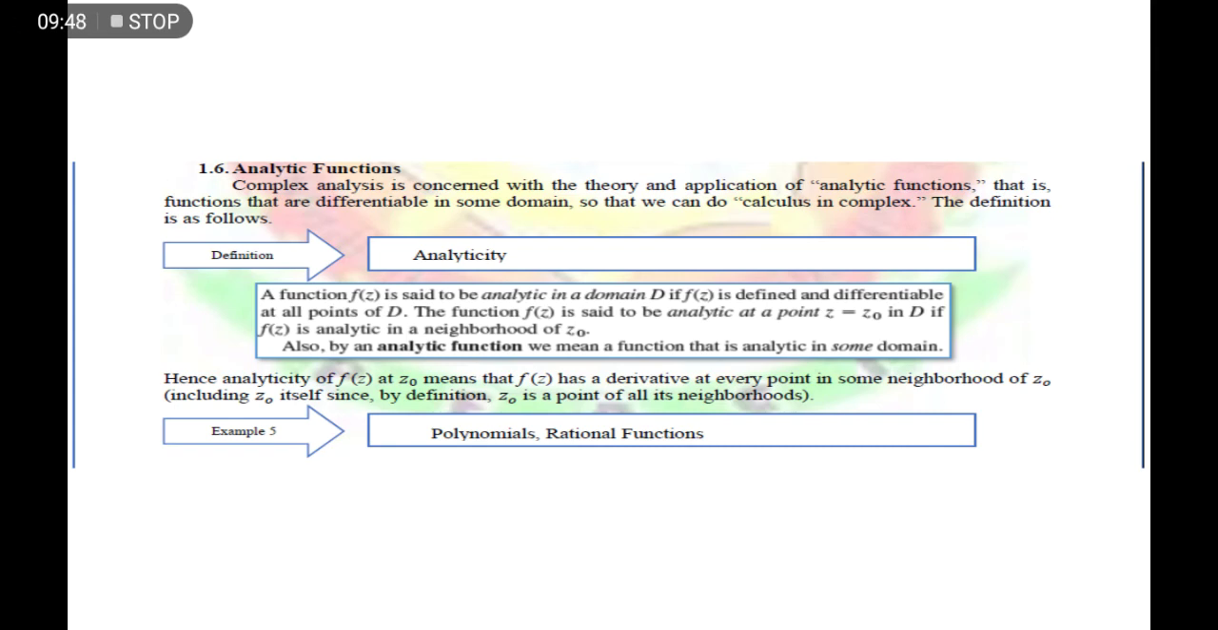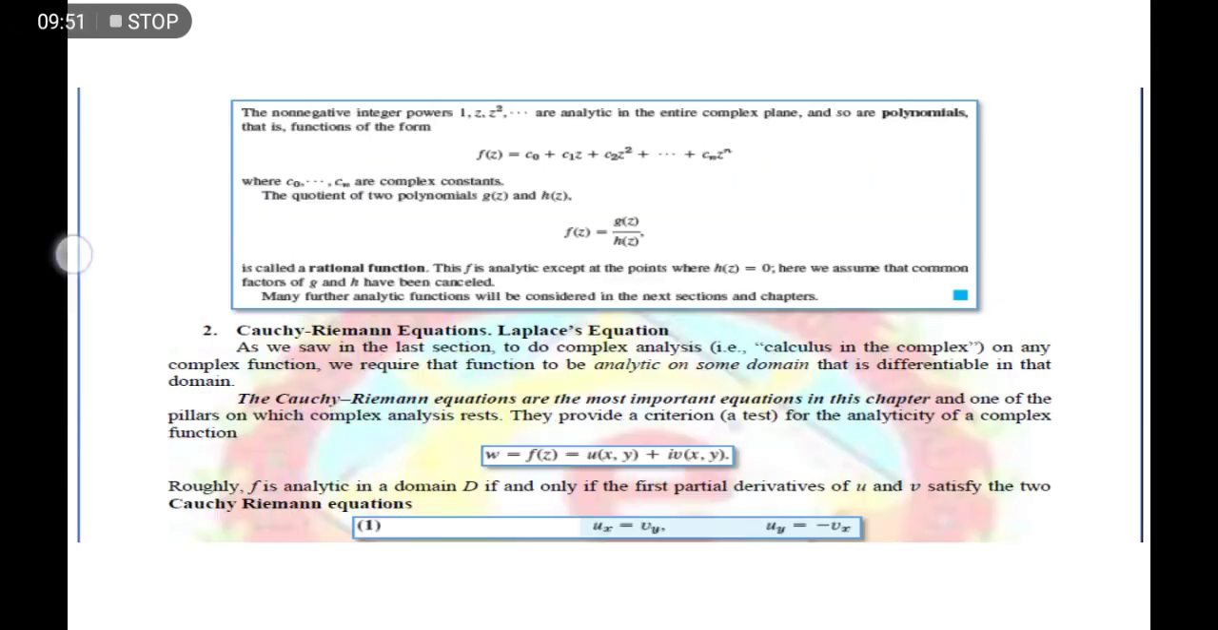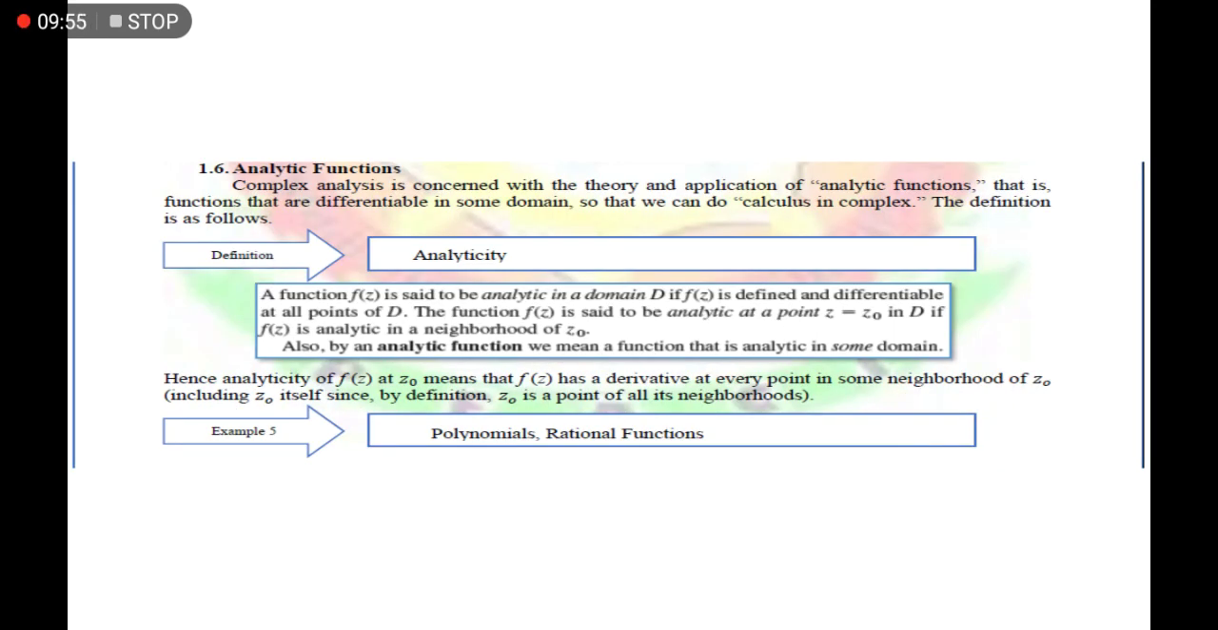Okay? So, analytic function, meron tayong definition dito. A function f of z is said to be analytic in domain D if f of z is defined and differentiable at all points of D. So, ibig sabihin nun, if meron tayong set of all domain of a complex function, if that function is defined on all point na included doon sa domain natin, and define siya doon, so therefore, it is differentiable with that domain, okay? Yan yung definition ng analyticity. Okay? So, we have example number 5.